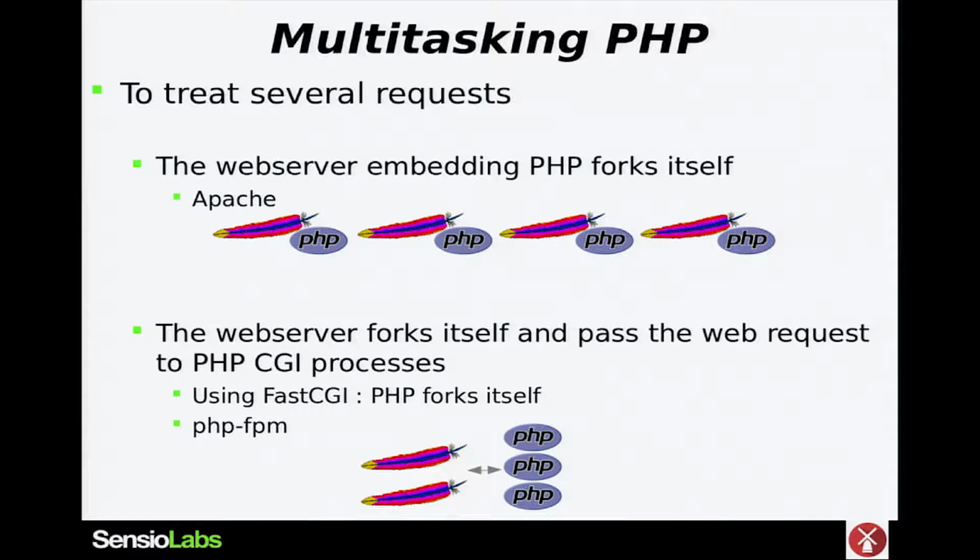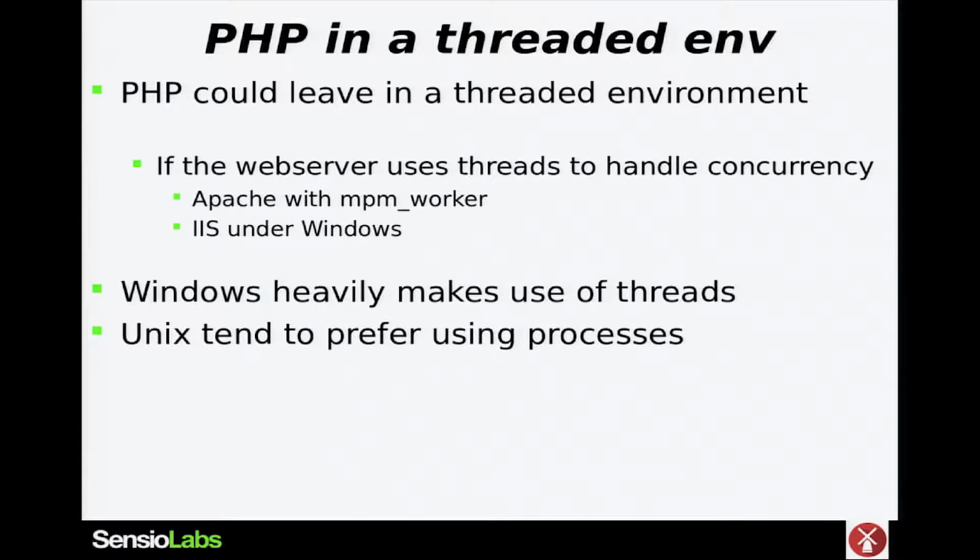Okay, it's the same. It's FastCGI for Unix, and this way you use processes. Okay, with CGI or FastCGI or with FPM, it's not the web server that takes care of this. This time it's PHP, that's exceptional. And PHP will fork itself and will wait for FastCGI requests to come and to treat them, okay? So PHP could live in a threaded environment, okay?